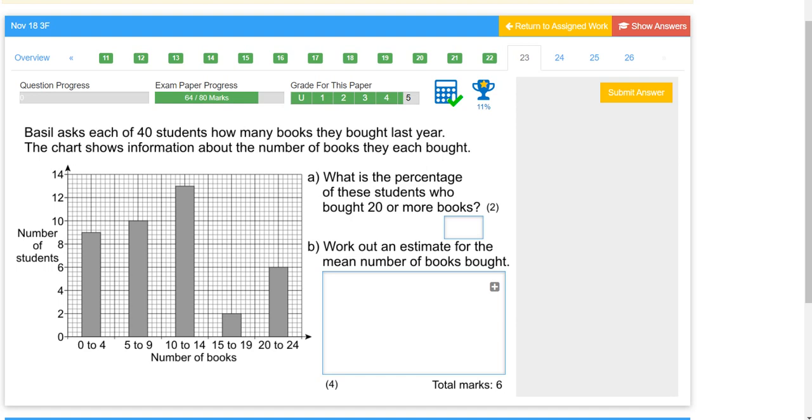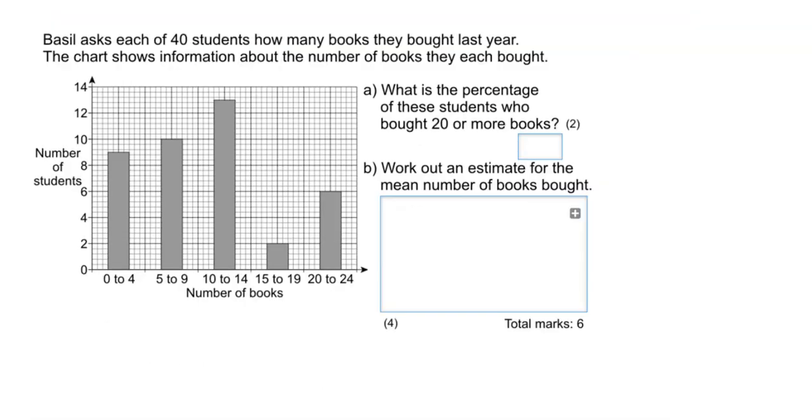Okay, we have here a graph, it's a frequency graph about numbers of books, and this is a little bit complicated. I'm going to talk through this in more detail. So the first part of the question is reasonably straightforward, because we are asked the percentage of students who bought 20 or more books.